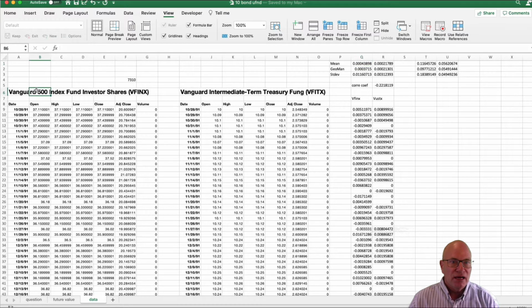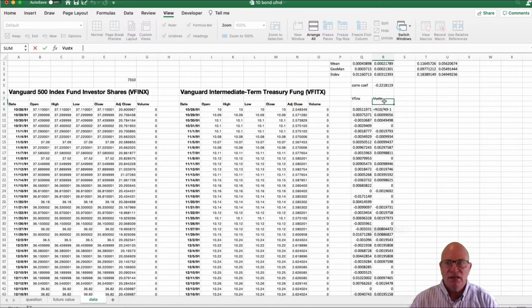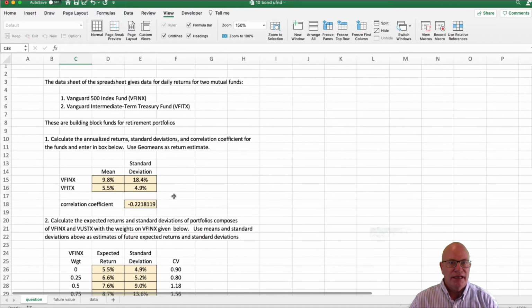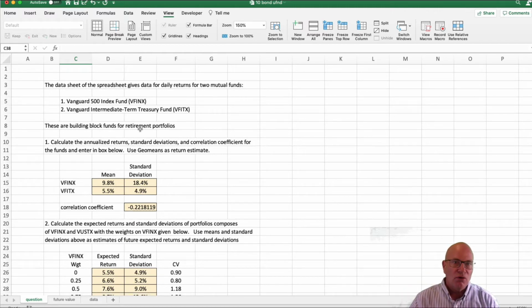I've downloaded Vanguard 500 Index Fund shares, Vanguard Intermediate-term Treasury Fund. We've got daily returns beginning at October 28th, 1991. Calculate, just as we have in the past, return for Vanguard 500, return for our index fund, calculated the mean, geomean, and standard deviation, as well as the correlation coefficient. We also annualize those over here. This is what we've always done. And I'm going to bring that over here into this page. You're going to do this in a homework module, but here it is.